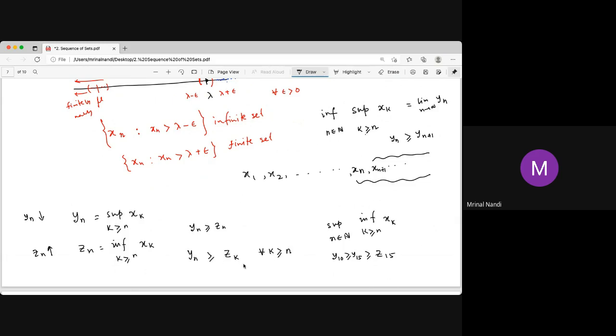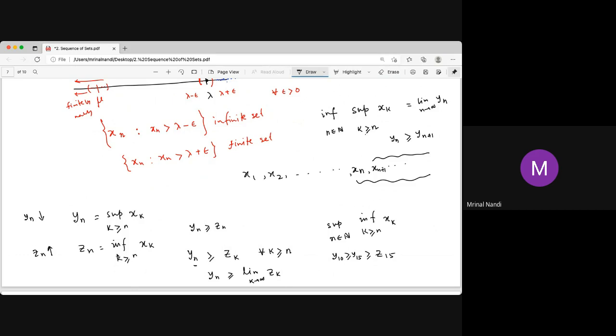So you fixed your n now, fixed n. Now take the limit of, so z_k is the increasing sequence, so take the limit. So once you take the limit, fix n, so this will be the limit as k tends to infinity of z_k, which is nothing but the limit.